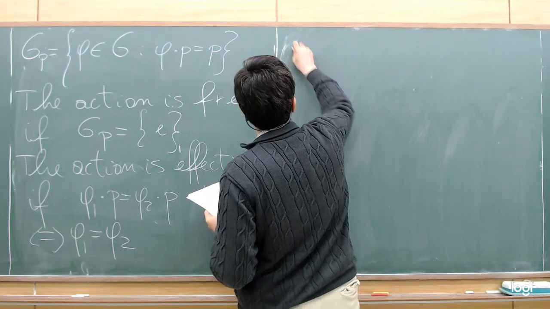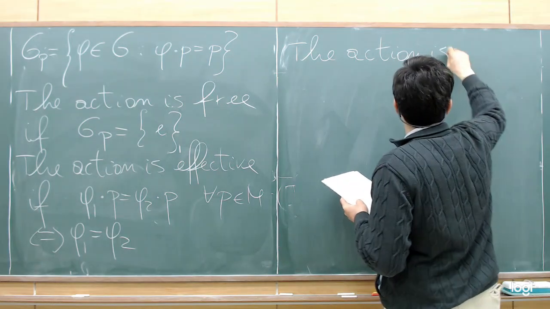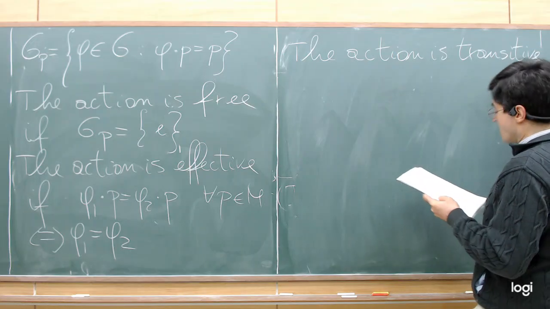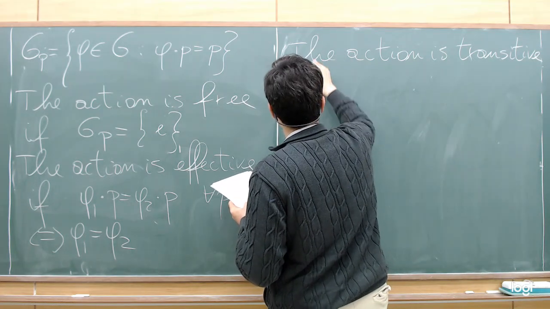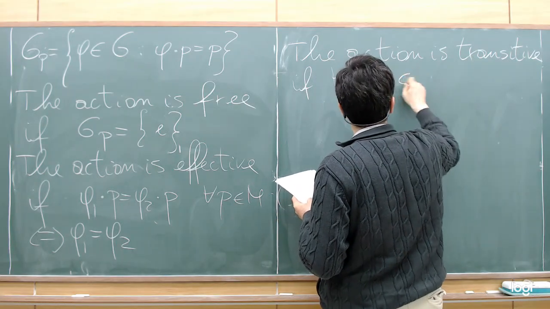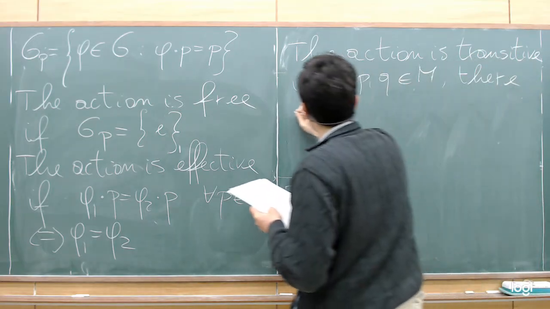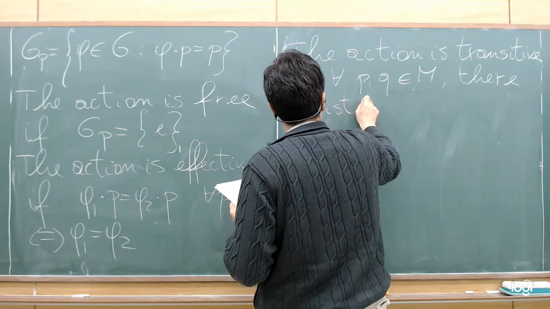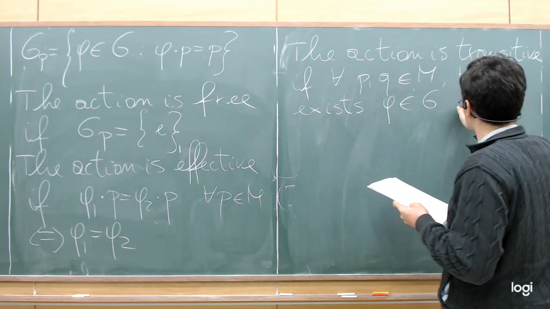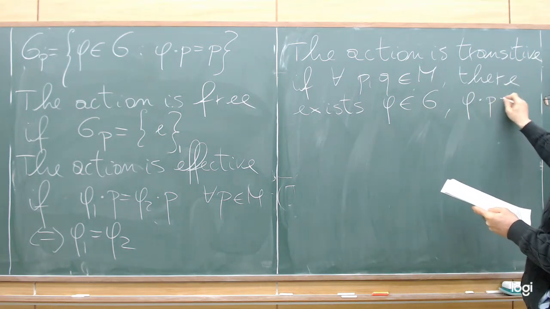The action is transitive if for any p, q in M there exists phi in G such that phi acting on p gives you q.